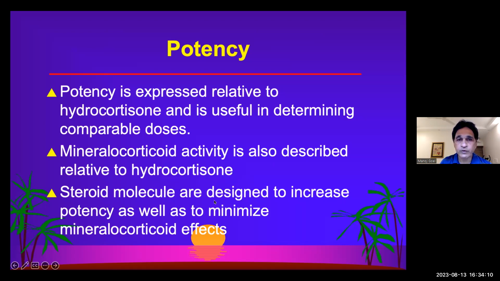An important thing is that steroid molecules are designed to increase potency as well as to minimize mineralocorticoid effects. So you want to minimize the side effects by reducing the mineralocorticoid effects like fluid retention and electrolyte imbalance.